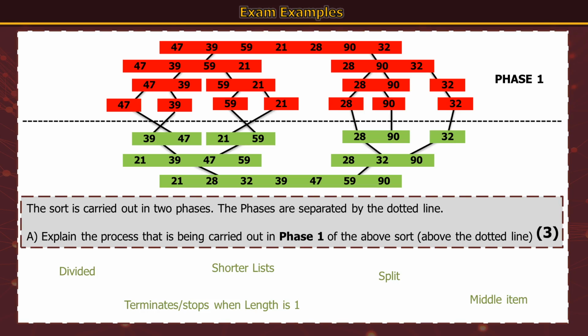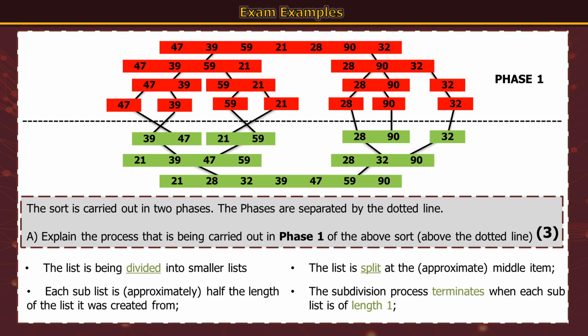Okay, I'm going to show the answer now. The list is being divided into smaller lists. Well, it is being, isn't it? Because we break it into smaller lists. The list is split into approximate middle items. So let's look at that. Well, this one here, look, has been split into 4.